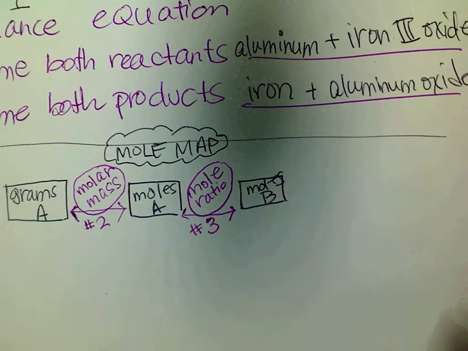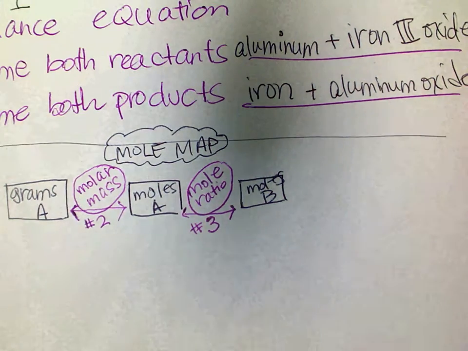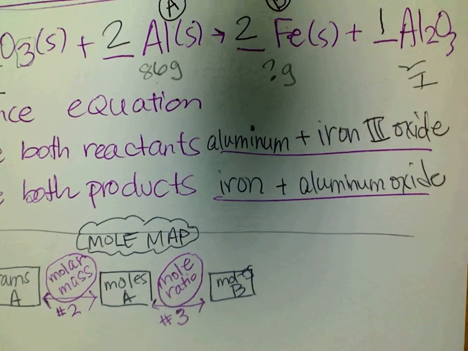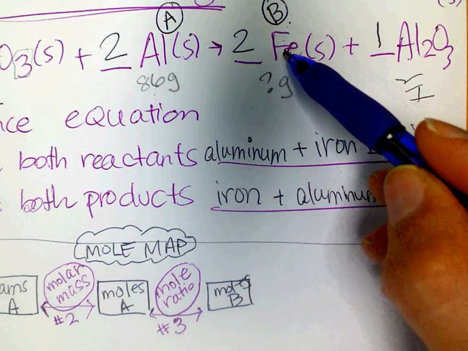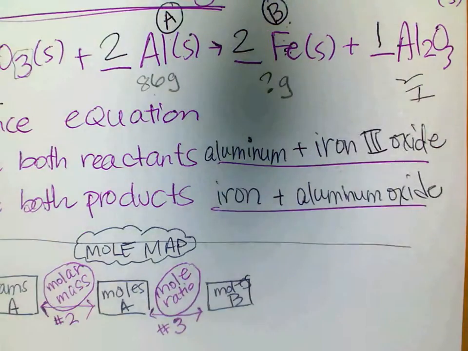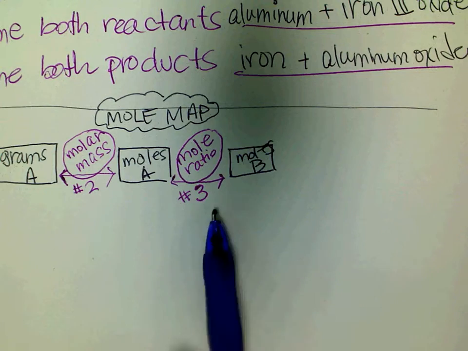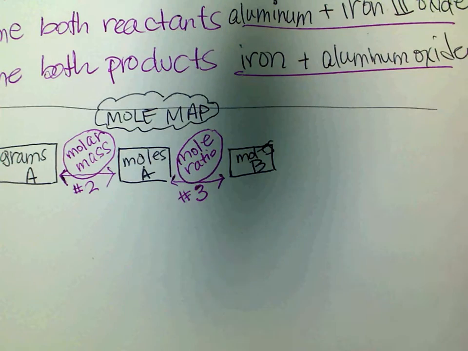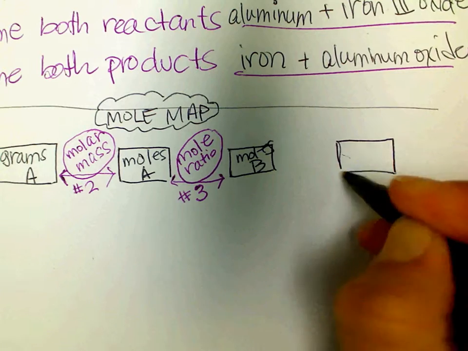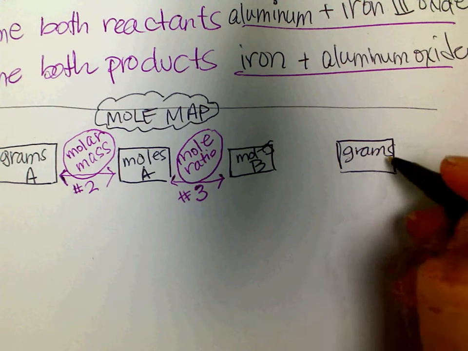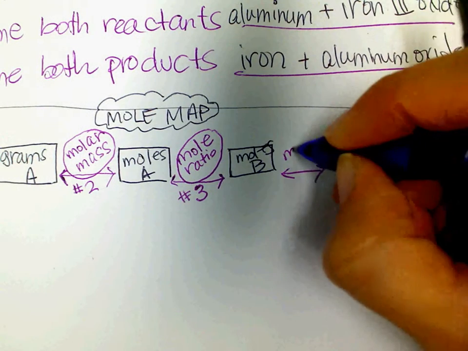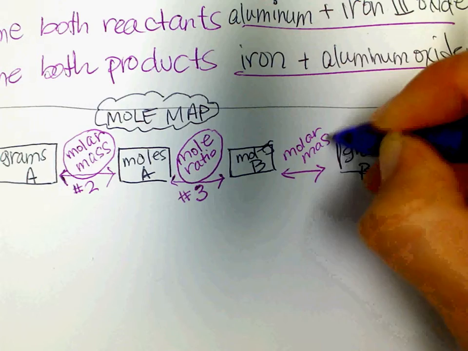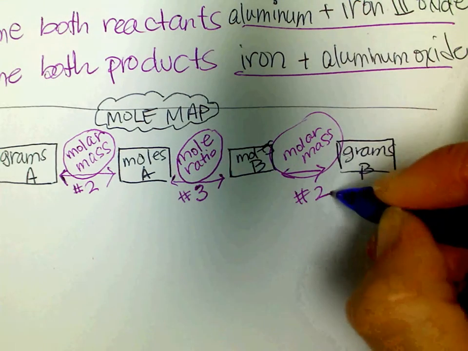All right? Now, we still have to keep driving or going. If we have converted to moles of B, which is moles of iron, now I got to go to grams. So I'm going to do what I did before, all right? And I'm going to go to grams of B. All right, and that's number 2 again.